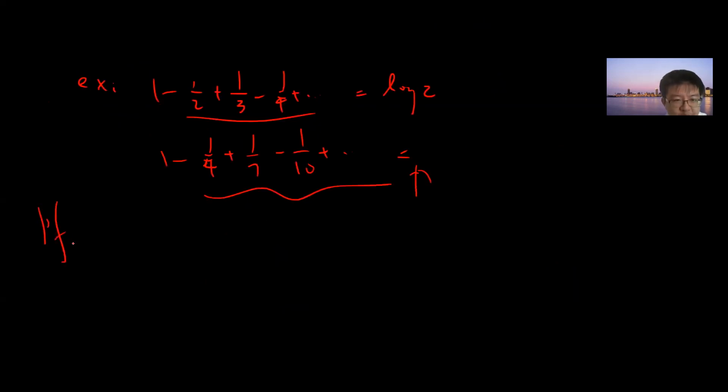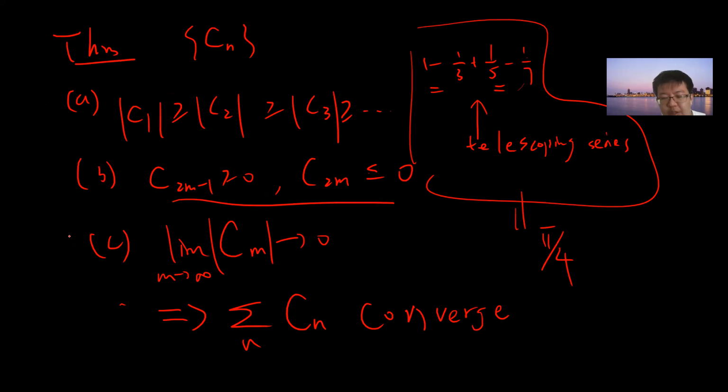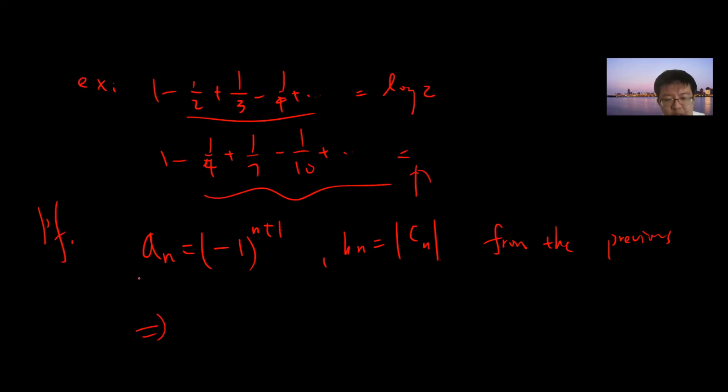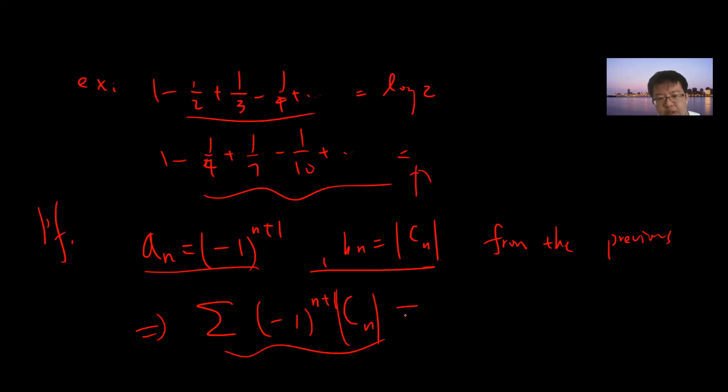The proof is easy. Let's take an to be (-1) to the n plus 1, and take bn to be cn. From the previous result, an is bounded and bn approaches 0, so we know that the sum of an bn converges. In this case, it is just the summation of cn, because the odd term is positive and the even term is negative.